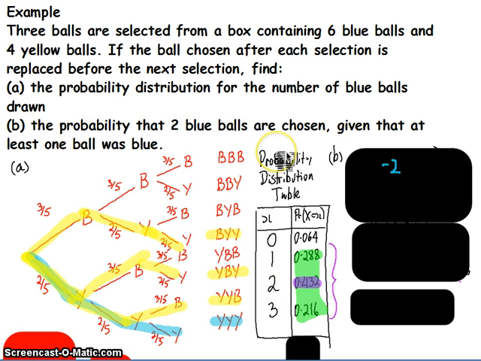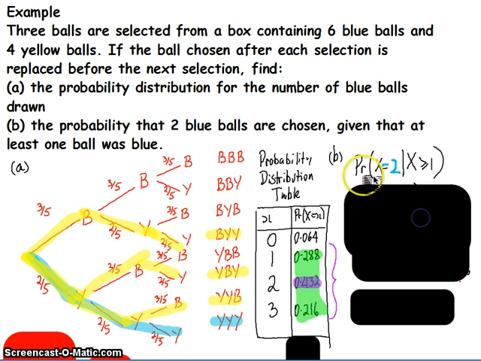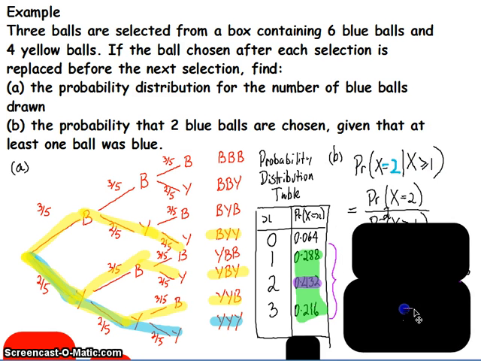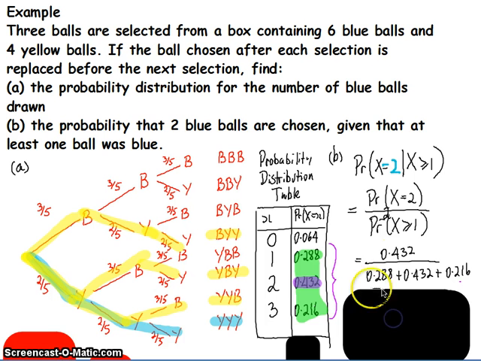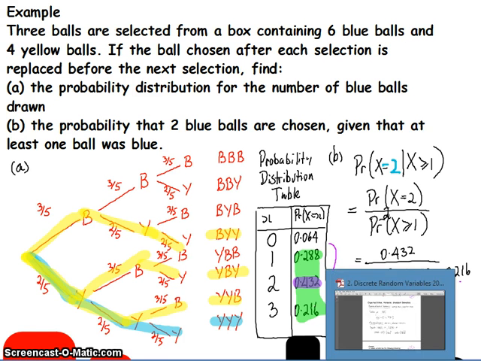Now part B asks for the probability that 2 blue balls are chosen given that at least one was blue. So this is the problem we have to set up: the probability that X is equal to 2 given that X is greater than or equal to 1. The given that here is the green space, so I've isolated those 3 probabilities because that's this section at the bottom there. So the probability that X is greater than or equal to 1 is this part here, and this exact value, X equal to 2, means our answer is 0.432 out of these 3, giving us a final answer of 0.462.